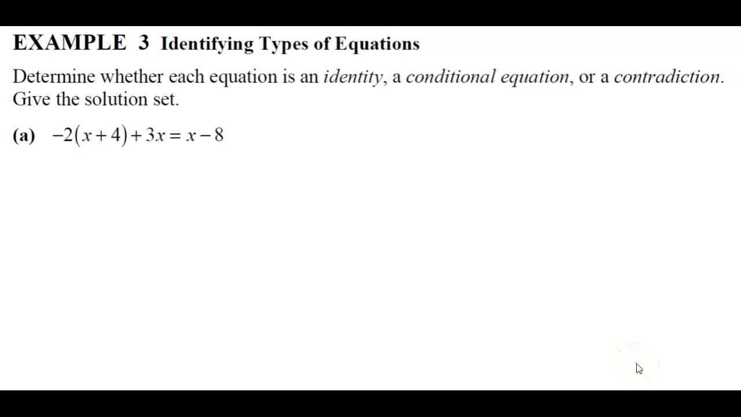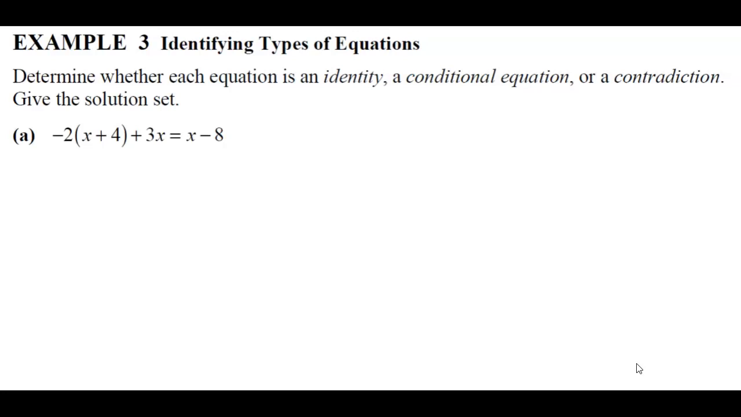Example 3, identifying the types of equations. Determine whether each equation is an identity, a conditional equation, or a contradiction. Give the solution set. So for part A, we want to solve for x.